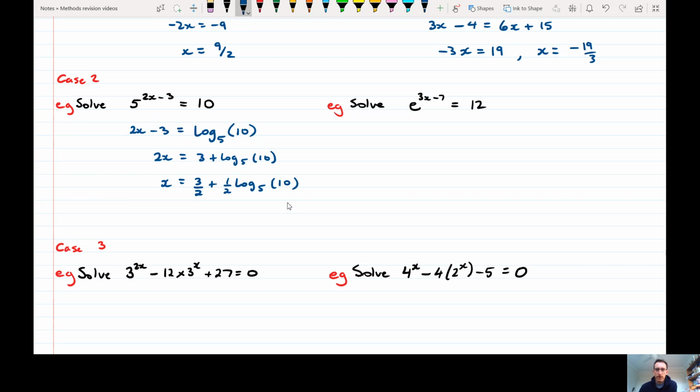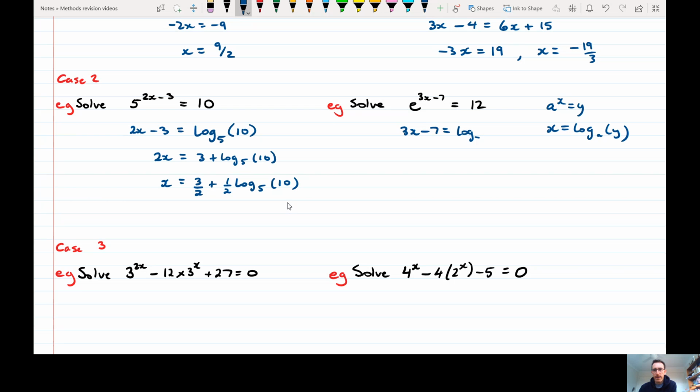And do the same thing over here. So again, 12, we can't write that as e to the power of something nicely. So we're going to use, again, a to the x equals y. The equivalent expression for that with logarithms instead is this. So the power comes out the front.